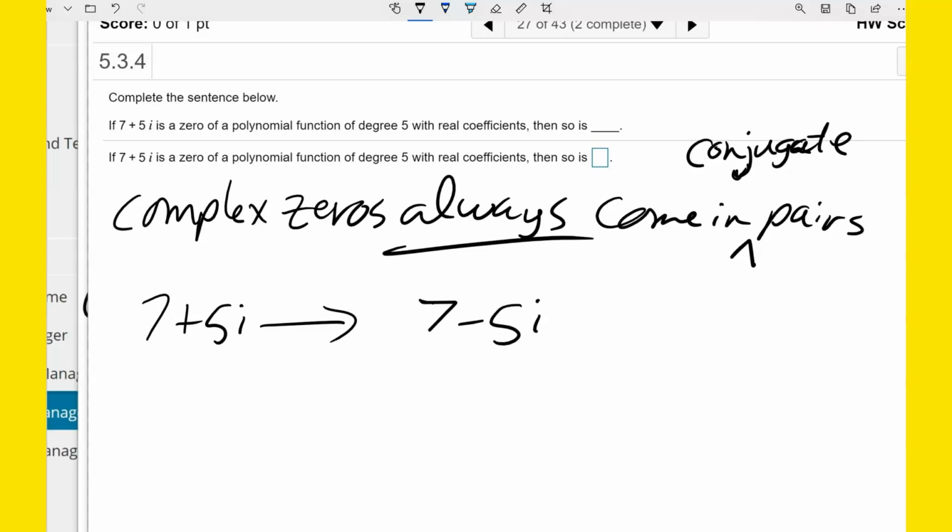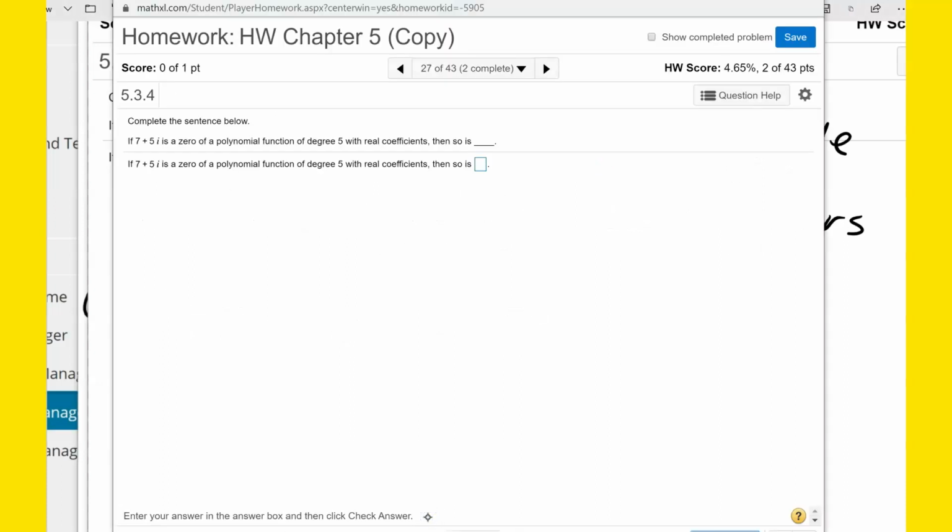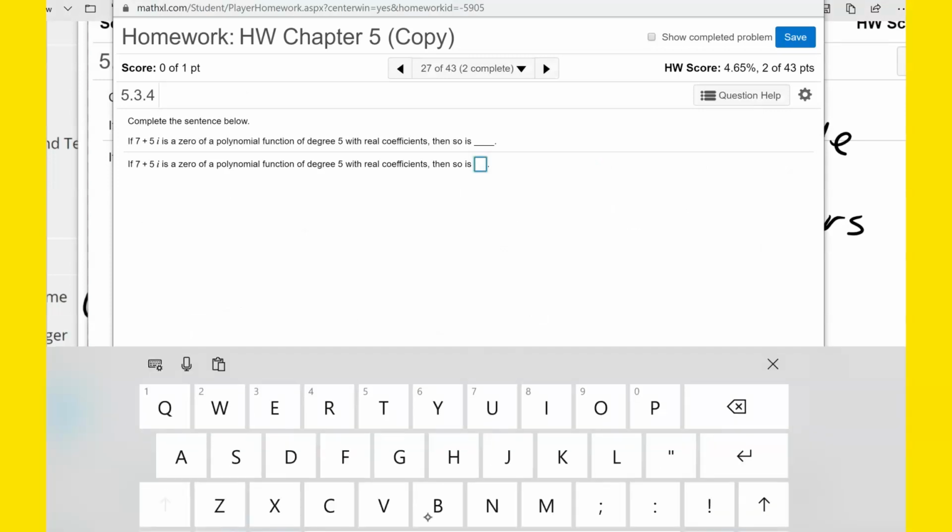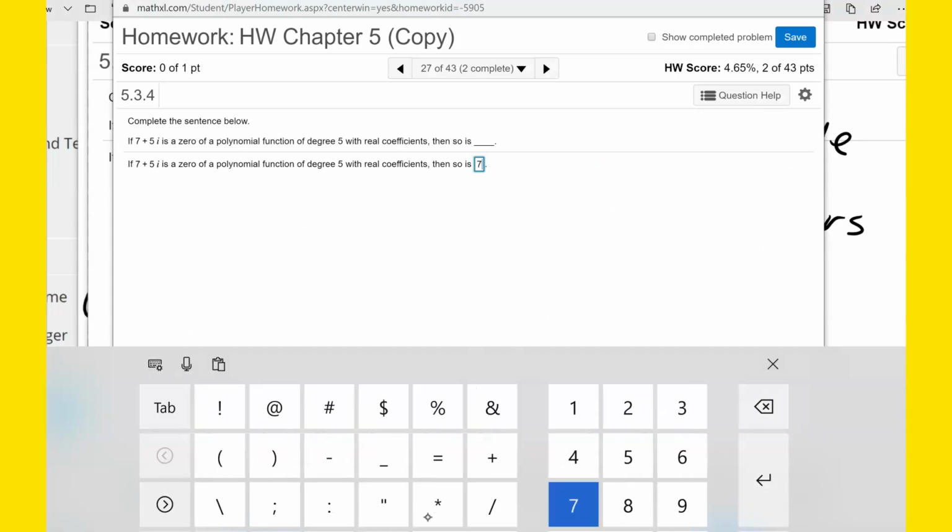So let me type that answer in. That makes finding the answer very simple. So 7 minus 5i.